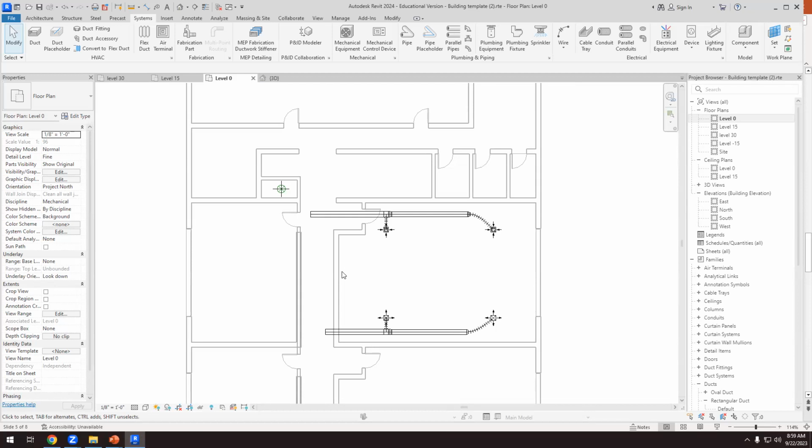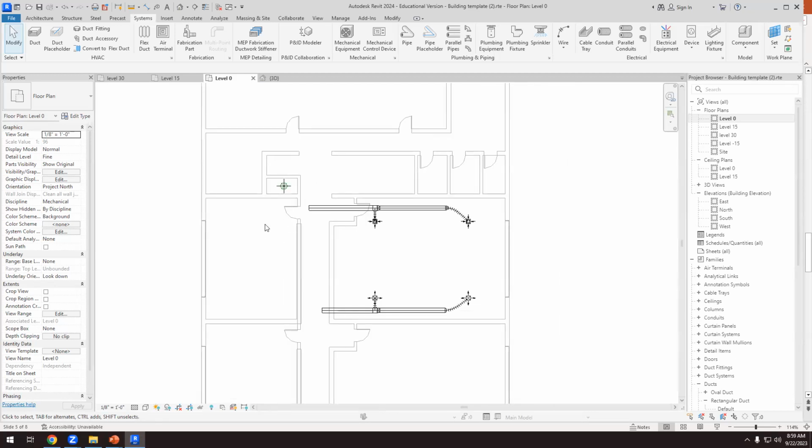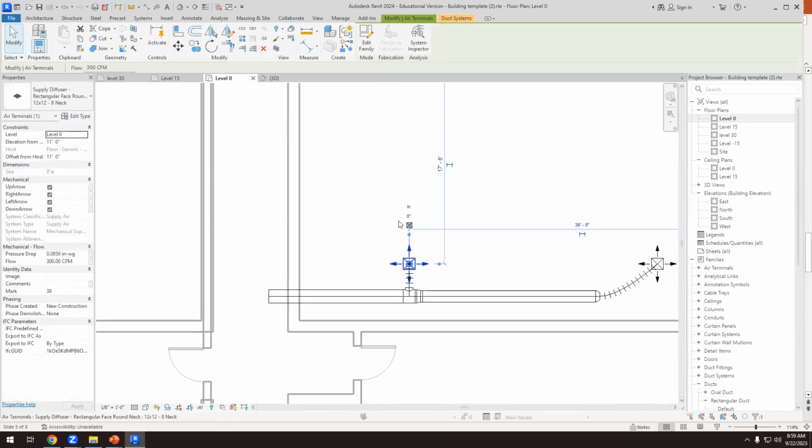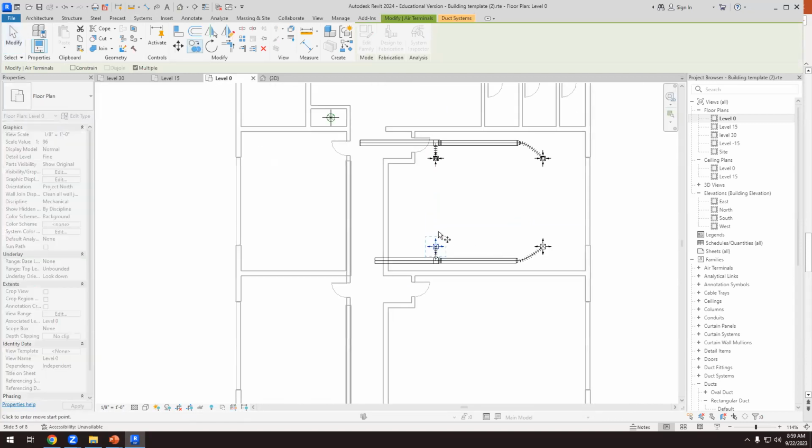Okay, but there's going to be another conflict in this room, because in this office we're going to have a supply and a return diffuser. So there will be something wrong with it as well. Let's do that. I'm going to copy this, copy a supply diffuser here.